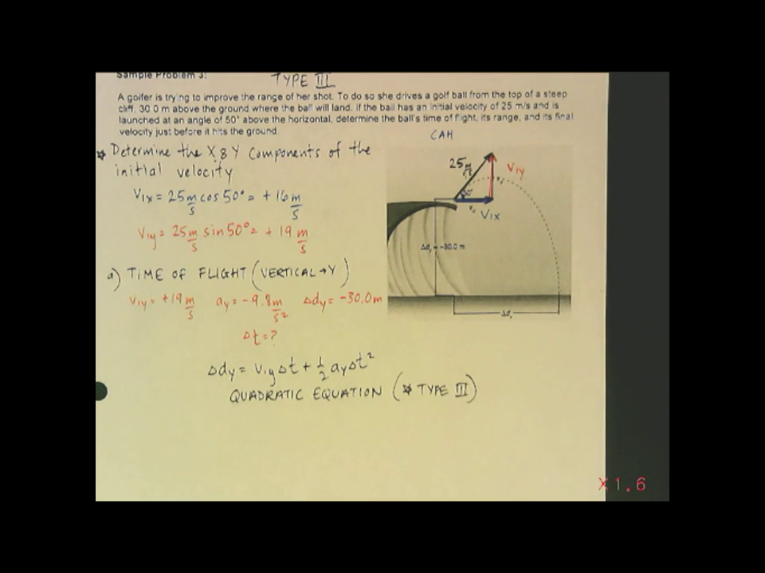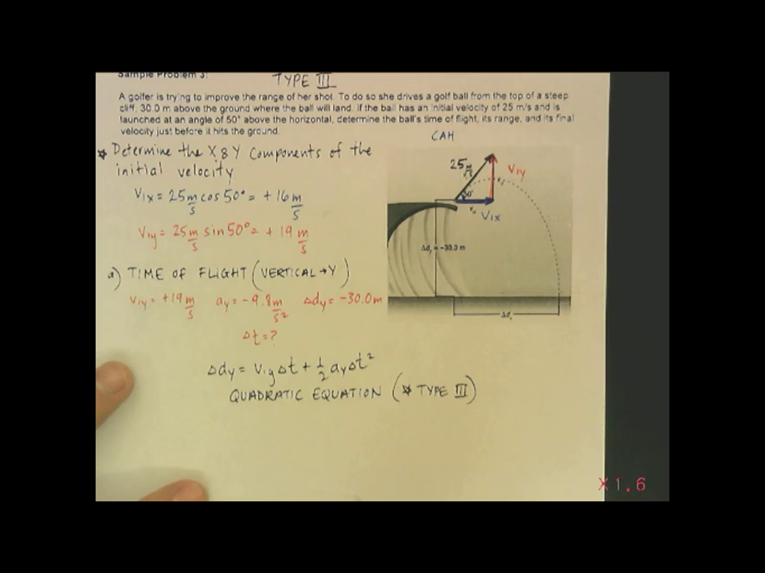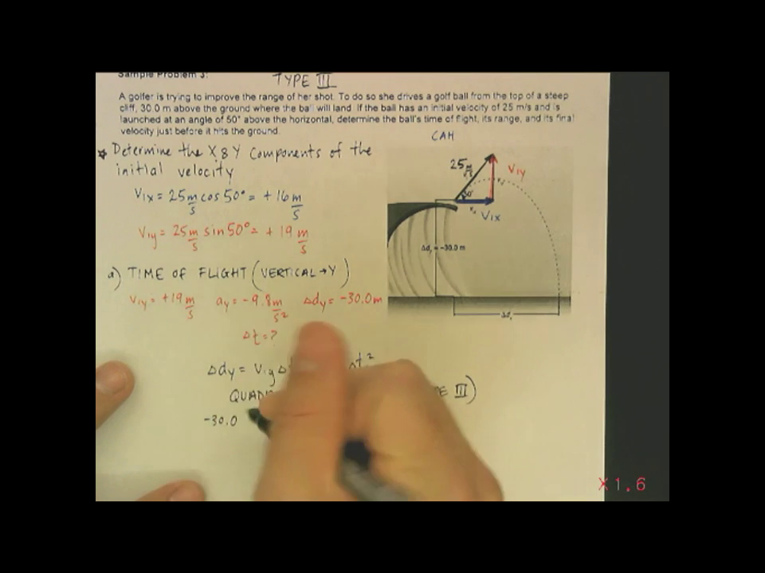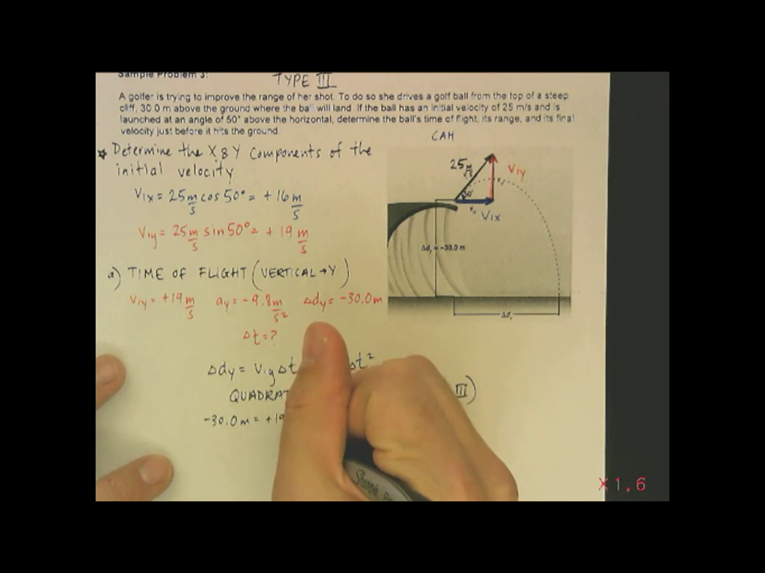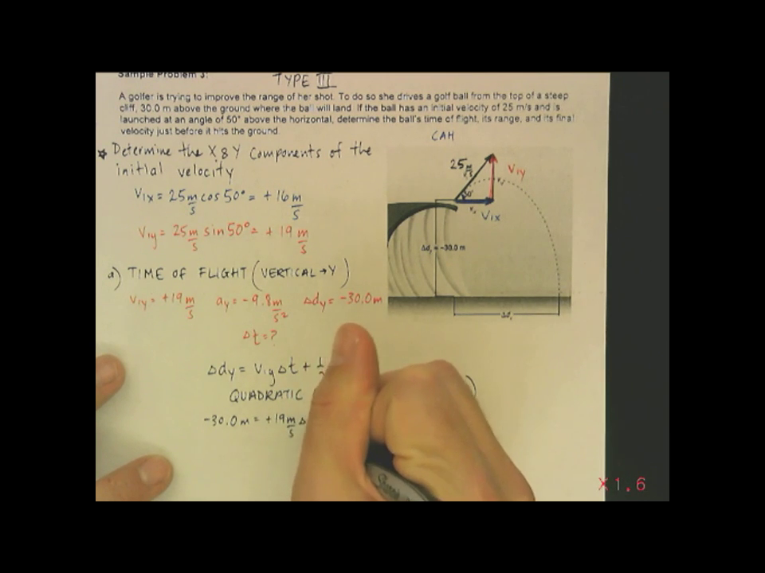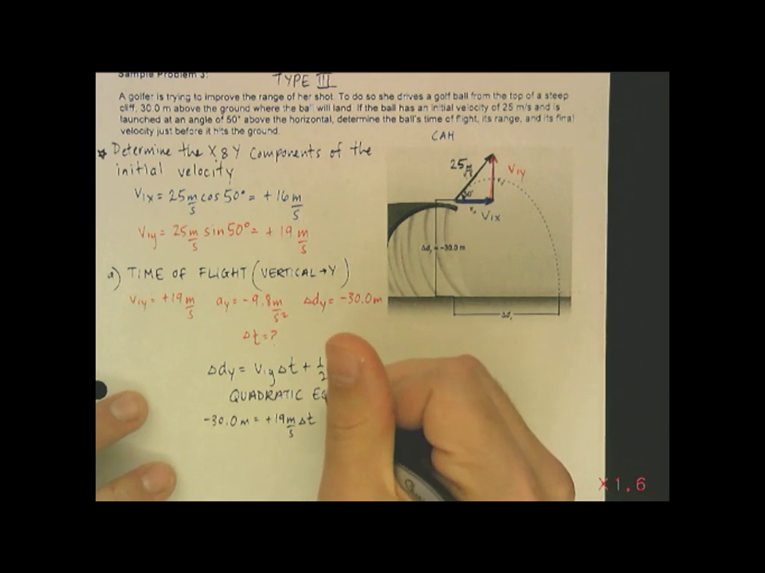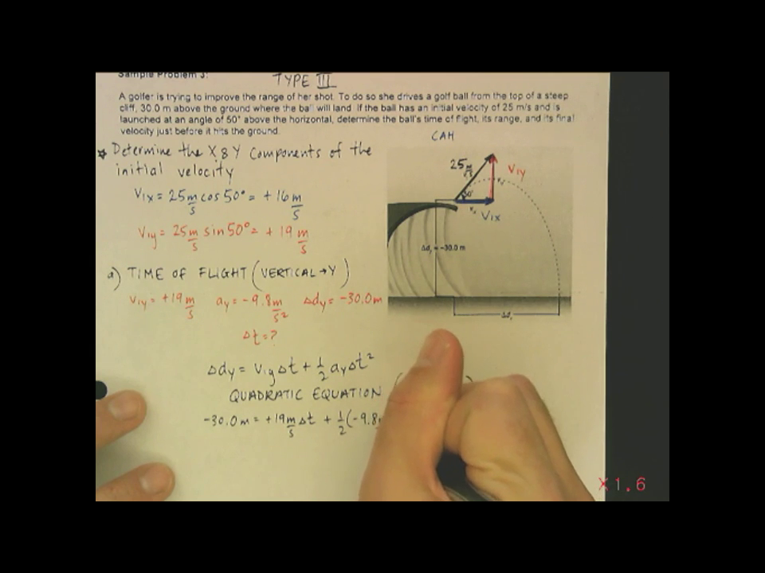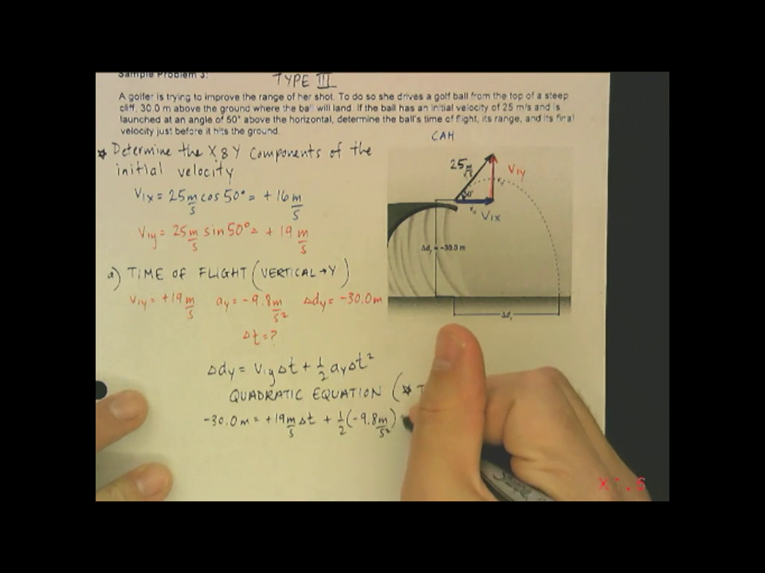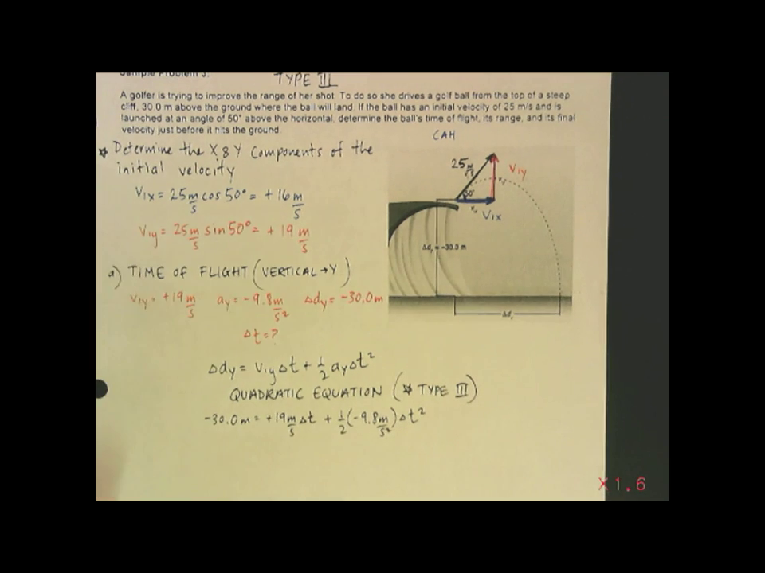The only problem is we have to make this look like a quadratic equation. Right now, some of us can't see that this equation is a quadratic equation. So let's sub in what we know. We know that negative 30.0 meters is equal to plus 19 meters per second, delta t, plus 1/2 negative 9.8 meters per second squared times delta t squared. A couple things have to happen in order for this to look like a quadratic equation.